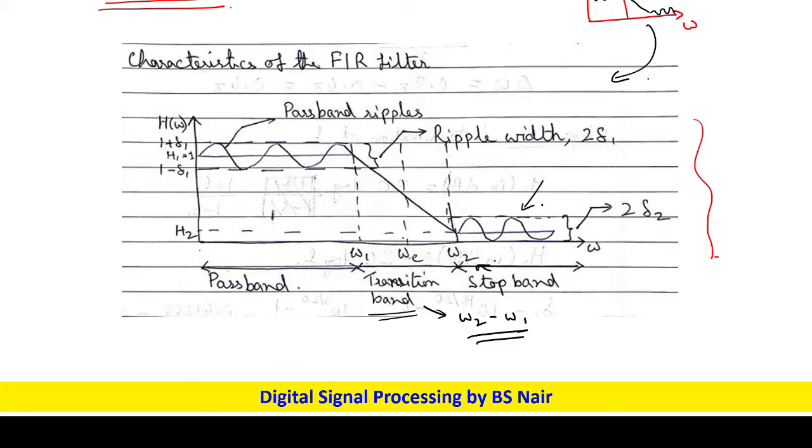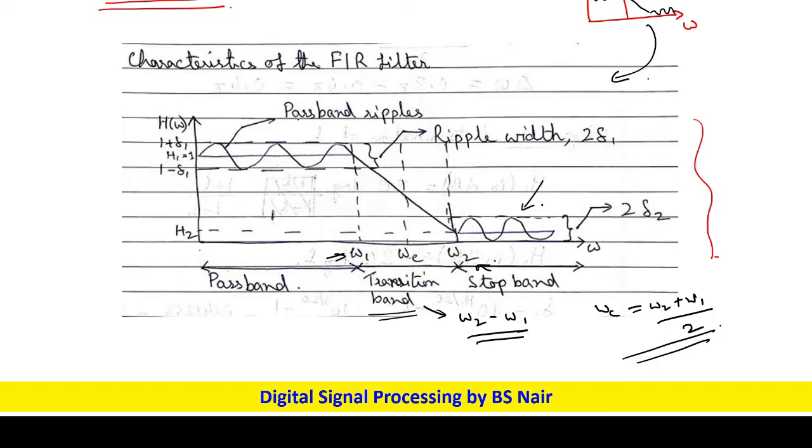Now in between, you can see omega c. So what is omega c? Omega c is nothing but omega 2 plus omega 1 divided by 2. So it is the average of the point where you have omega 1, from where the transition band starts, and the point where the pass band stops and the stop band starts. So the cutoff frequency is usually taken by this equation.